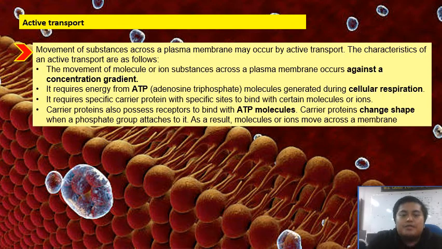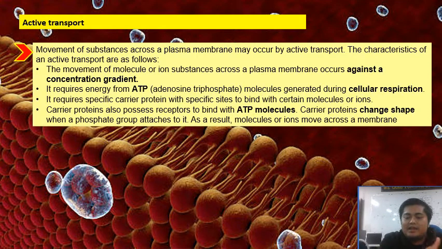Carrier protein also possesses receptor to bind with the ATP molecules. So carrier proteins will change their shape when the phosphate group is attached to it. As a result, the molecules and ions could be moved across the membrane. Okay, dia nampak sama macam kita punya passive transport.